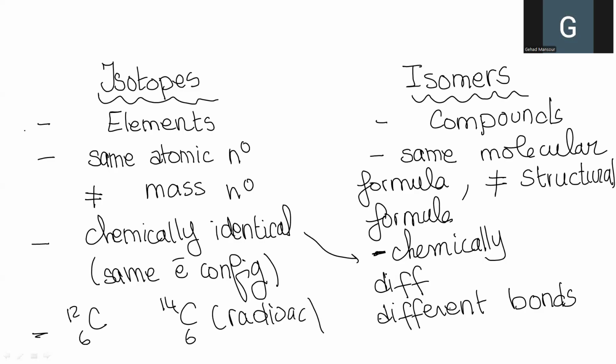And then here you can give examples of structural, geometrical, and optical isomers or enantiomers.